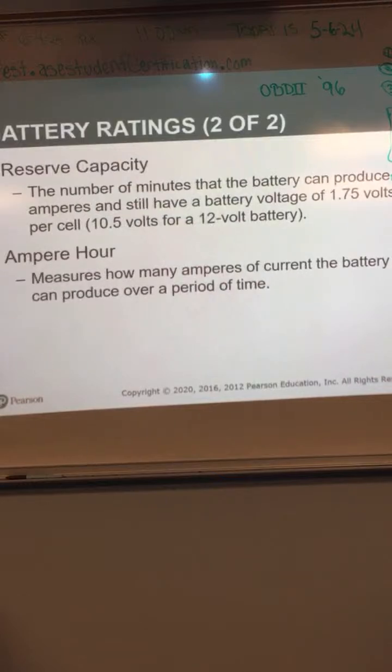Reserve capacity is the number of minutes a battery can produce the amperage, 25 amps, while still having a battery voltage of 1.7 volts per cell, 10.5. If you're testing a battery with a load tester, which we don't see anymore, unfortunately, 10.5 is usually the limit. If it drops below that, the battery is not good. Amp hours is how many amps the battery can produce over a period of time.